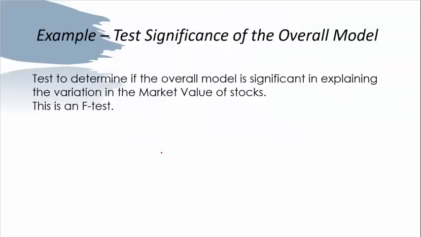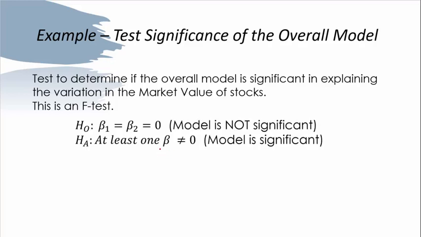We also want to be able to test the significance of the overall model. So we want to be able to see if this model actually explains for us the variation in the market value. This is an F-test, and I won't go into the test statistic here. We'll just let Minitab do the work for us. The null and alternative hypothesis look like this. The null says that beta 1 equals beta 2 equals 0. In other words, our two slopes, because we have two x's, are both equal to 0. None of the variables we put in the equation matter. The model is not significant.